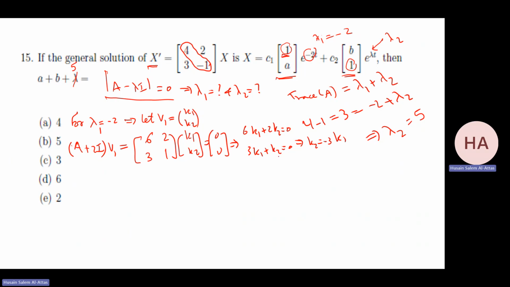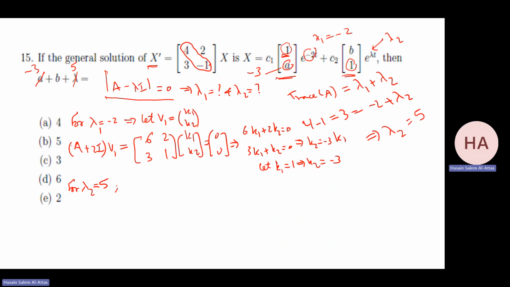And they want K1 to be 1, because as you know, the eigenvectors, we have infinitely many. So I need K1 to be 1. I get K2 equal minus 3. So this is minus 3. Okay. Now let me do it for the other, lambda 2 equal 5.